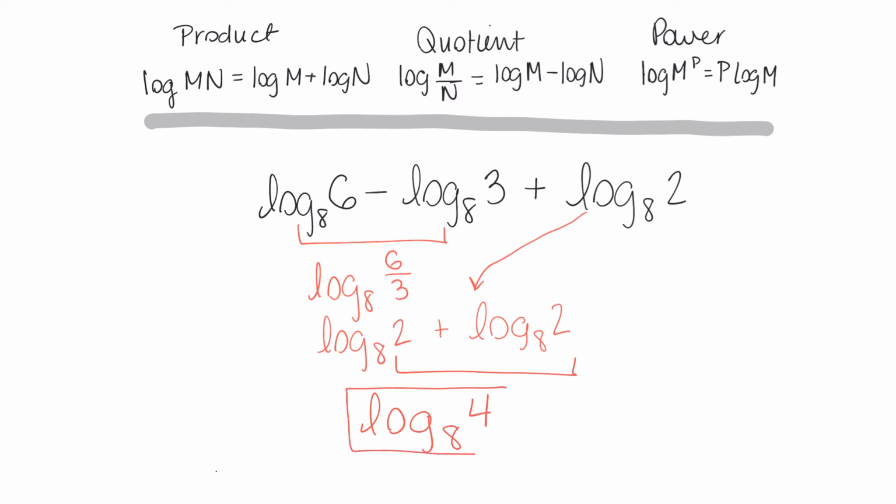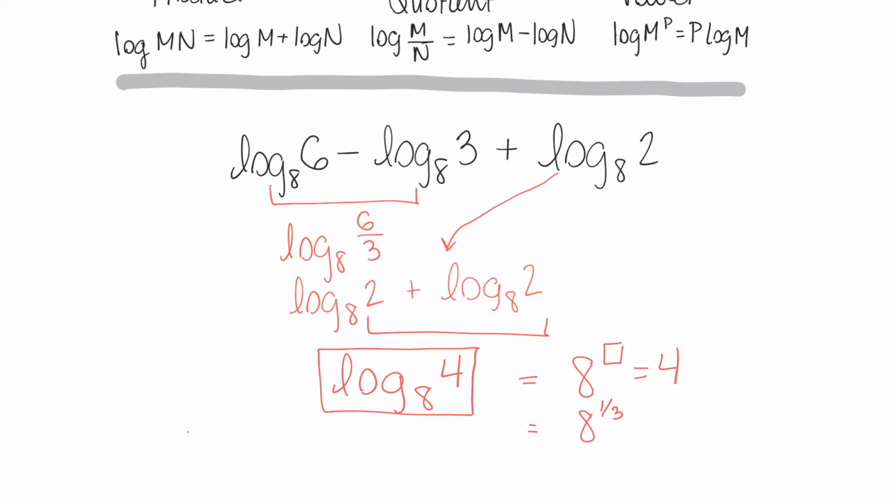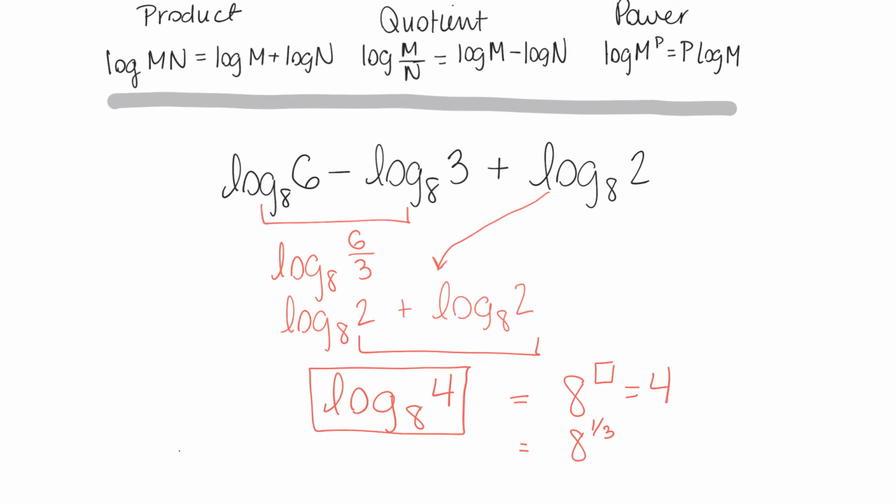Now, we can really get crazy here and take this a step further. And if we did that, we would say 8 to the what? 8 to what number gives me 4? Well, I can take a cube root of 8, right? I could say 8 to the 1/3, and that would give me 2. Okay, I'm going rogue here.